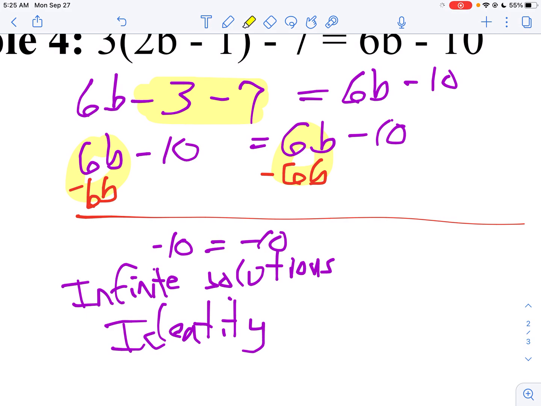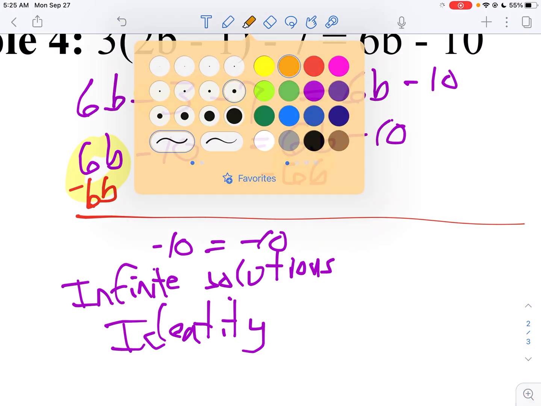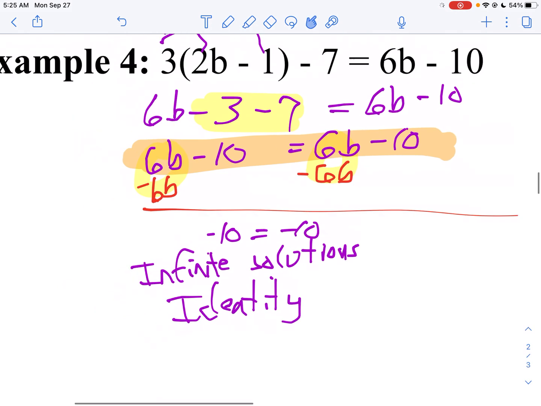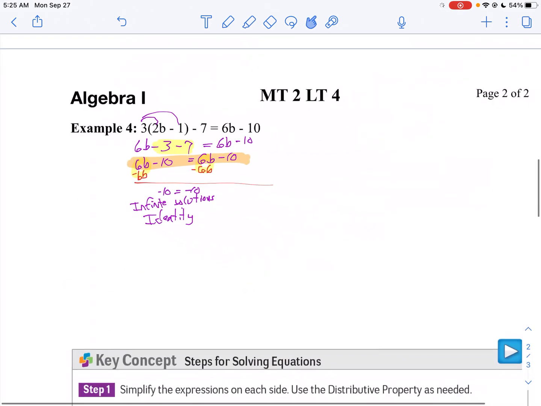You might have noticed as I was going through this problem, in this line right here, I could have stopped right here, couldn't I have? 6b minus 10 equals 6b minus 10. I notice those two are the same. So that is your identity. You can write identity or you can write infinite solutions. It doesn't matter which one you do.